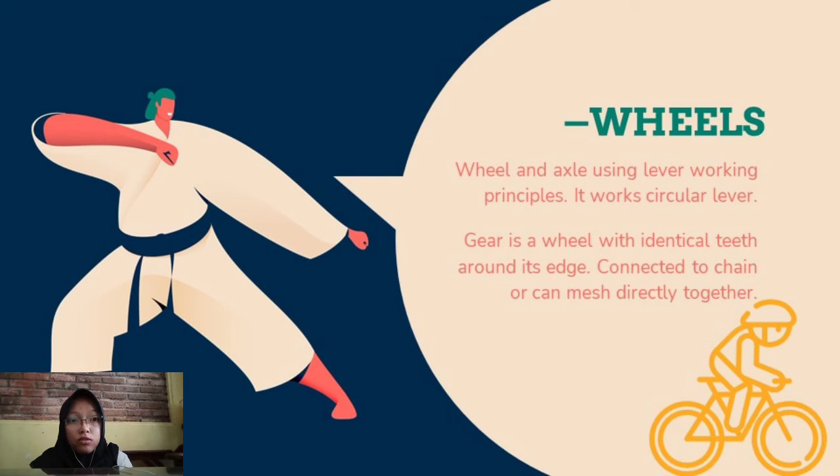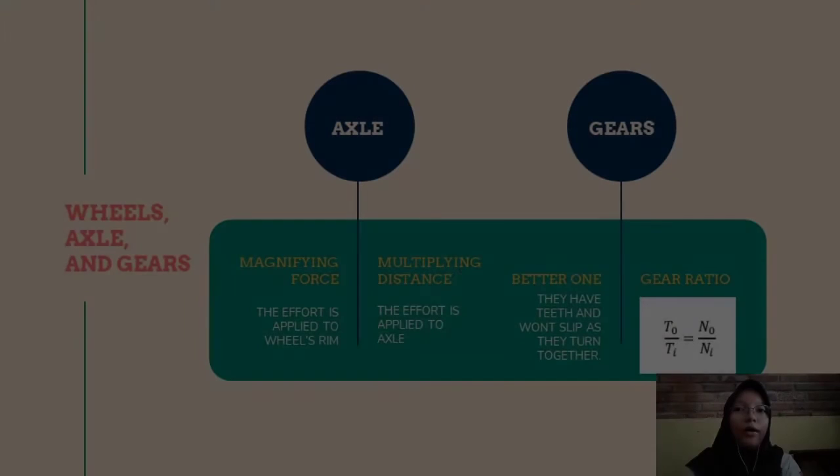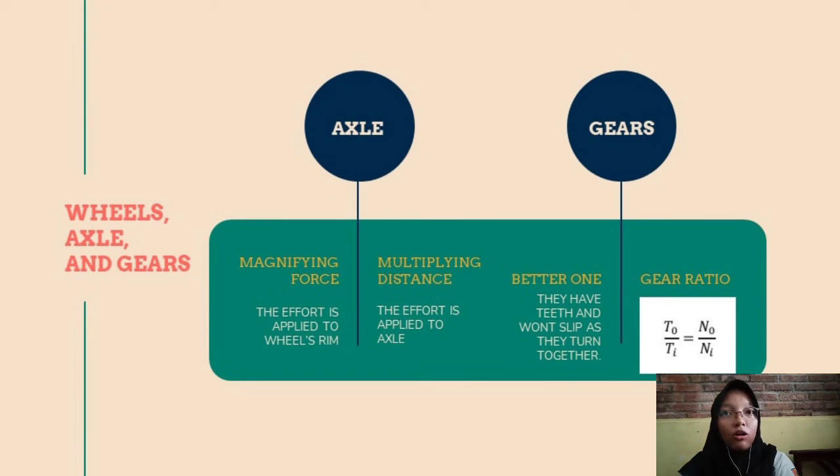Wheels have two types: wheel and axle, and wheel and gears. Wheel and axle uses the lever working principle, working as a circular lever, and a gear is a wheel with identical teeth around its edge, connected to a chain or able to mesh directly together. Wheel and axle can magnify force or multiply distance, but in two different ways. To magnify force, the effort is applied to the wheel frame, and to multiply distance, the effort is applied to the axle. An example is a doorknob.